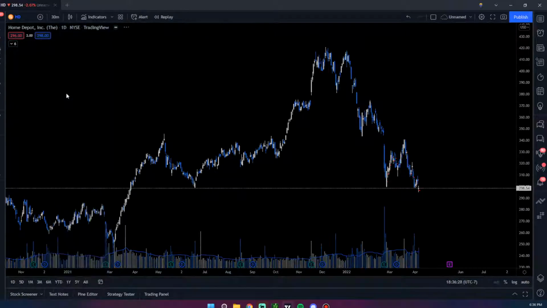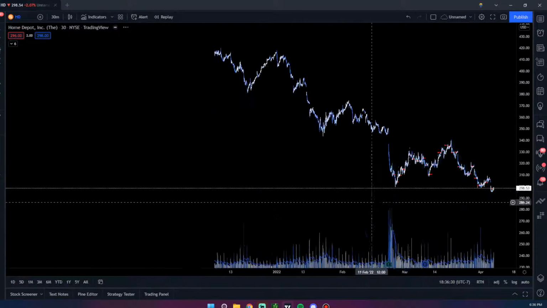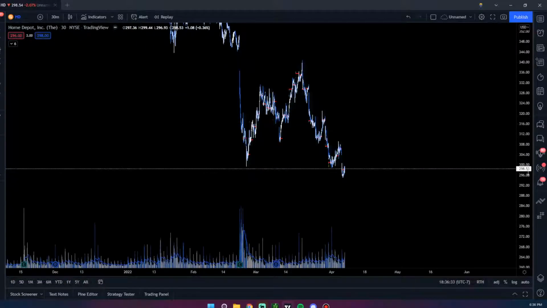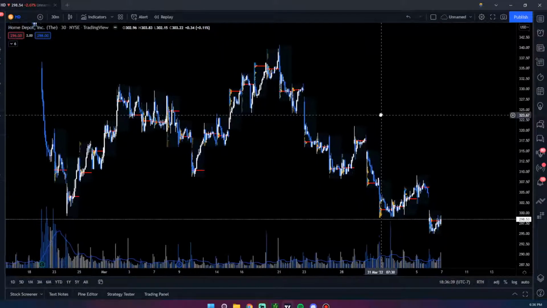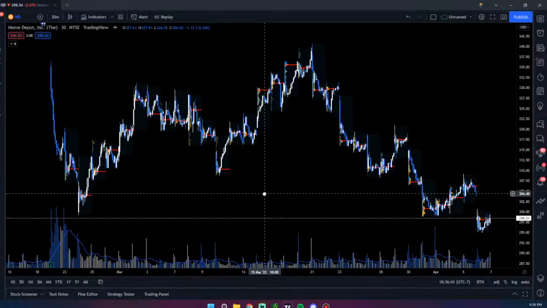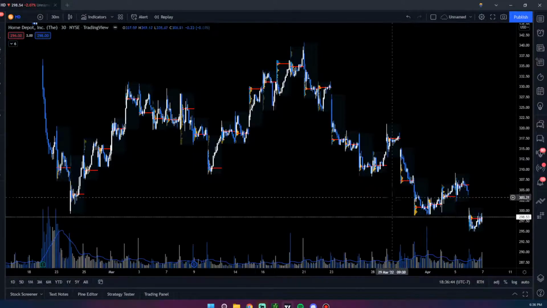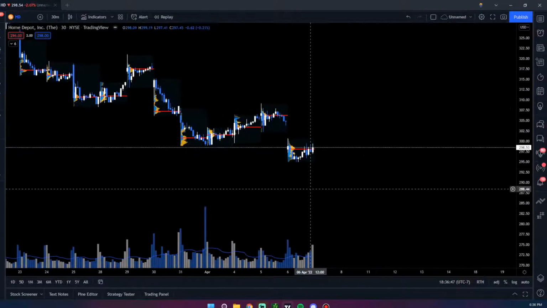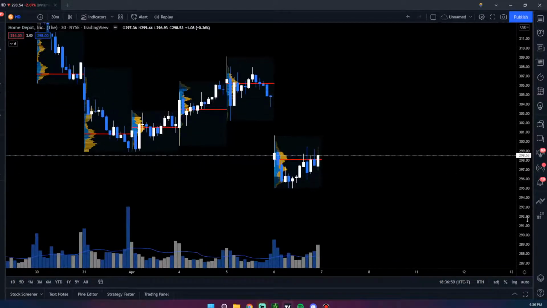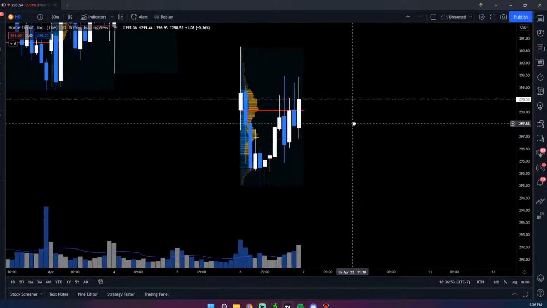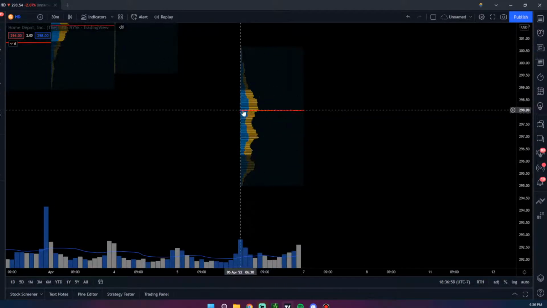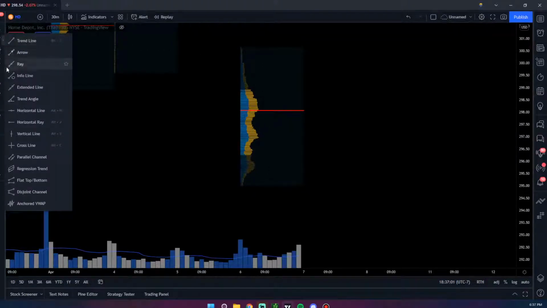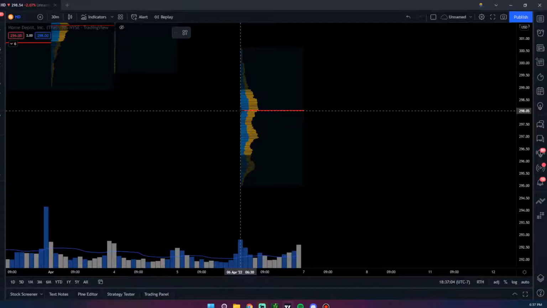For POCs and VPOCs, we want to be looking at the 30-day, 30-minute chart. The POCs are the point of control. So let me just get zoomed in on one POC here so you guys can see it really well. For example, this red line here, if I hide my candlesticks, this red line is the point of control. And what that signifies is the area on the chart where the most trading took place during the day.